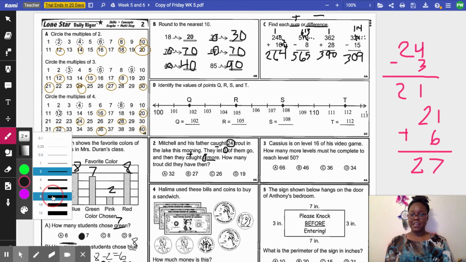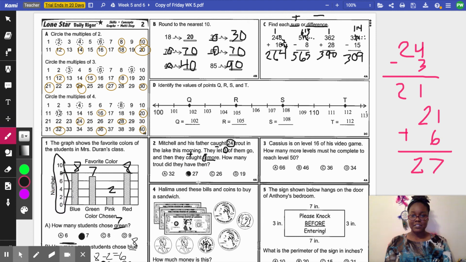I gotta make sure I sit up instead of leaning forward. All right, number 3.